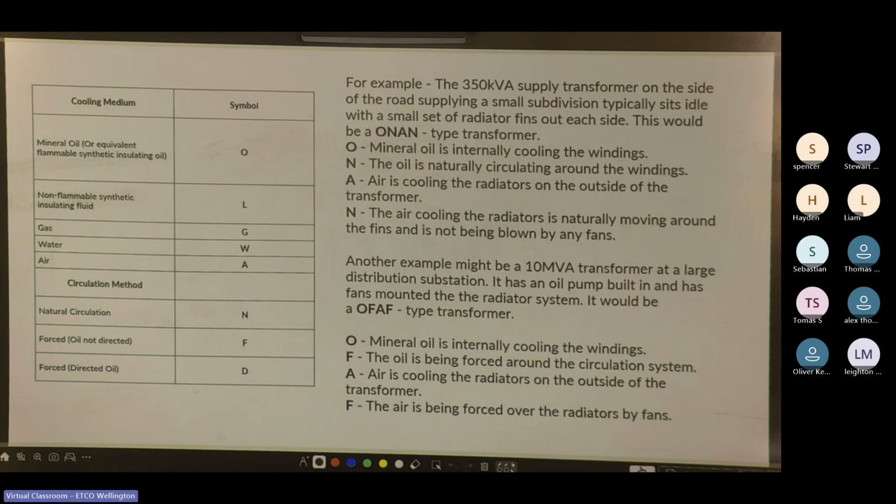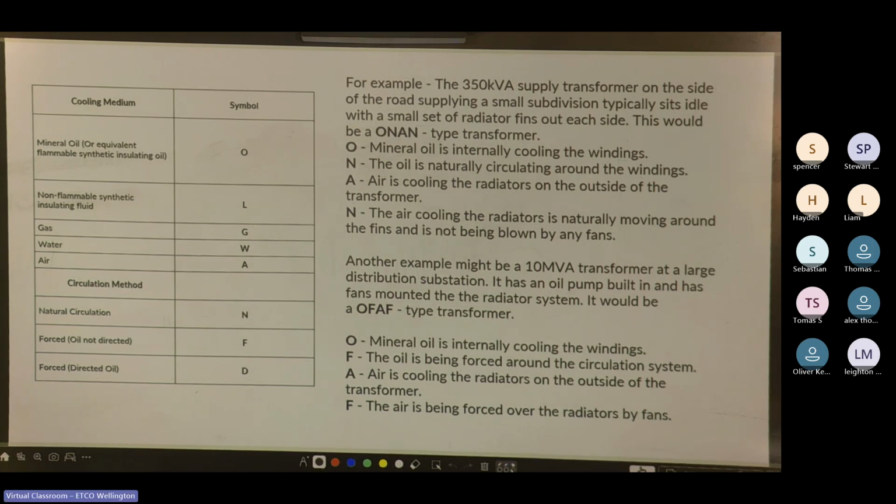Another example might be a 10 MVA transformer at a large distribution substation. It has an oil pump built in and has fans mounted on the radiator system. It would be an OFAF type transformer. So O, mineral oil, F, it's forced around the circulation system. A, it's air cooled around the radiators, and F, the air is being forced around the radiators by fans.